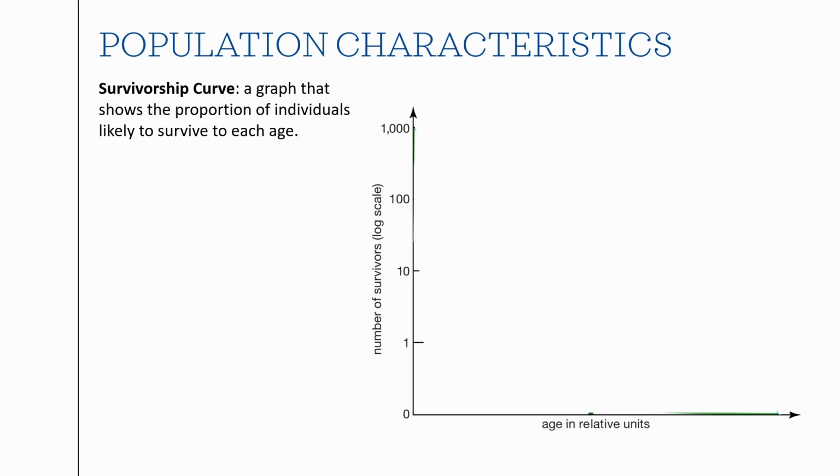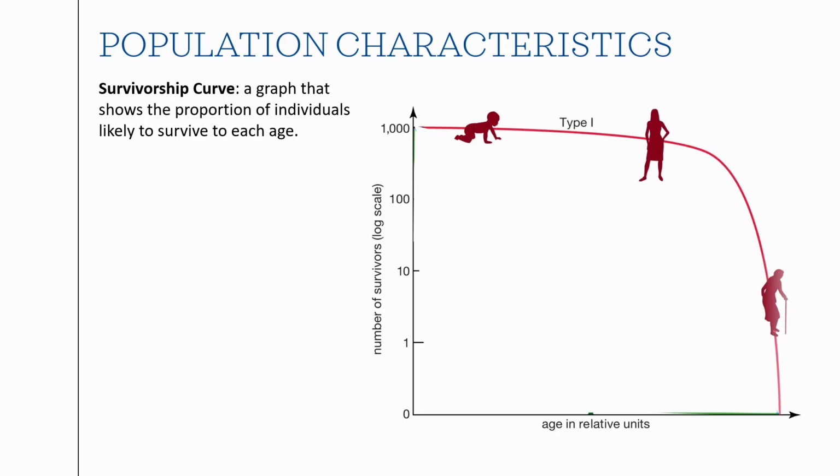When we take a look at mortality, one of the key features that affects population growth is, well, when is mortality occurring during an organism's or a population's lifetime? And so we can graph this over what we call a survivorship curve, a graph that shows the proportion of individuals likely to survive at each age. And there's three types of survivorship curves.